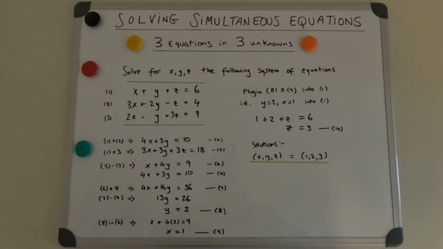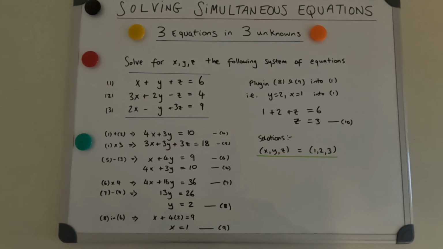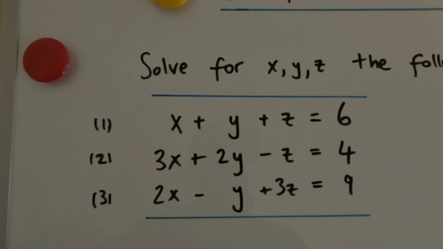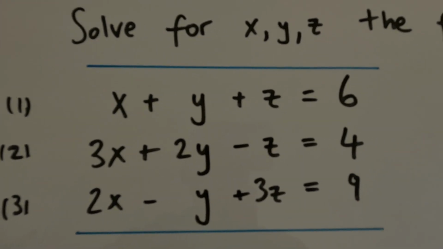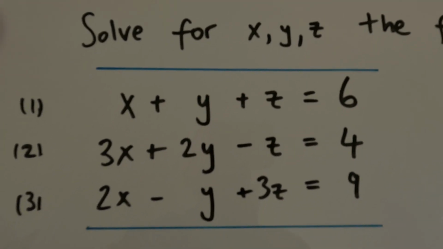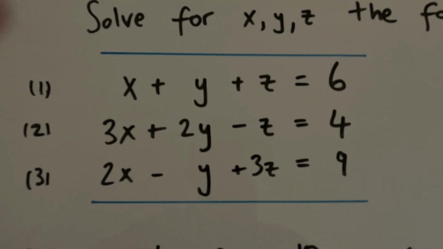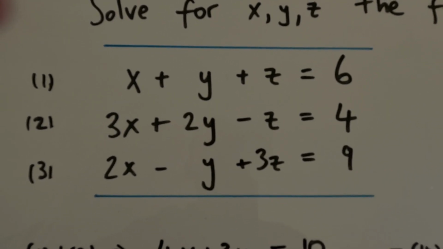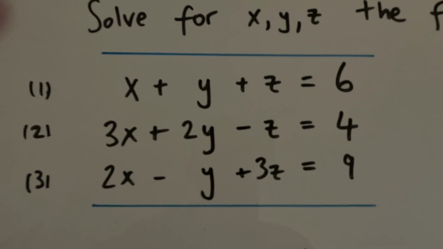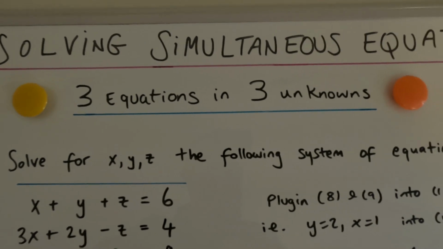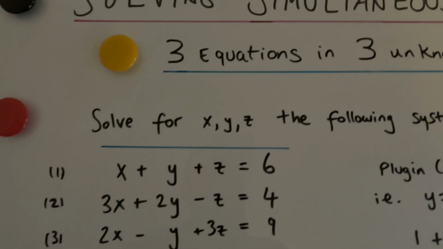So now we're going to look at the three equations in three unknowns case, and now we've got an extra variable z, so we need to solve this system of equations for x, y and z. So x plus y plus z equals 6, 3x plus 2y minus z equals 4, 2x minus y plus 3z equals 9. So it's simultaneous equations, three equations and three unknowns.